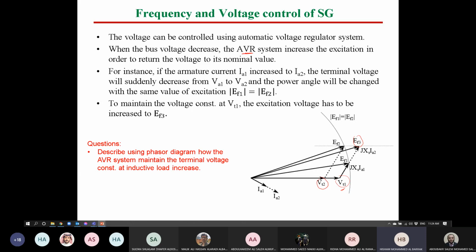Sorry, doctor, I have a general question. Can we control the synchronous machine speed, or will it run at its maximum RPM? We are going to discuss the speed now, according also to the increase of power. But now let's focus on the voltage in this phasor diagram. I will answer your question in the next slide; we are going to discuss it now. But for now, regarding the voltage, is it clear how the AVR system can change the excitation voltage in order to keep the terminal voltage constant?